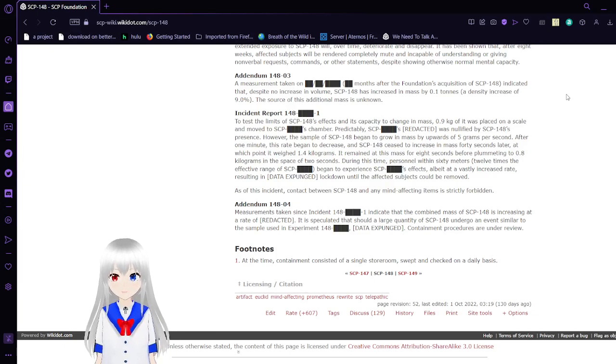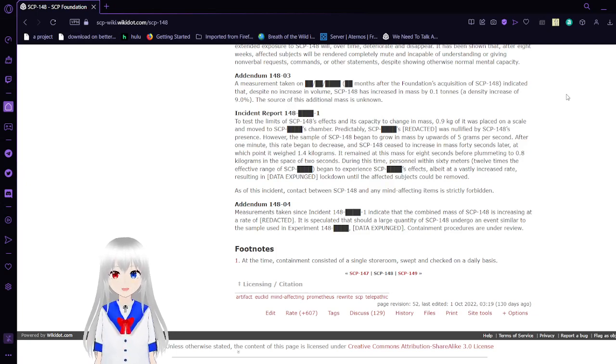Incident report 148-1. To test the limits of SCP-148, its effects and its capacity to change in mass, 0.9 kilograms of it was placed on a scale and moved to SCP-Blank's chamber. Predictably, SCP-Blank's effect was nullified by SCP-148's presence. However, the sample of SCP-148 began to grow in mass by upwards of 5 grams per second. After 1 minute, this rate began to decrease, and SCP-148 ceased to increase in mass 40 seconds later, at which point it weighed 1.4 kilograms. It remained at this mass for 8 seconds before plummeting to 0.8 kilograms in the space of 2 seconds.